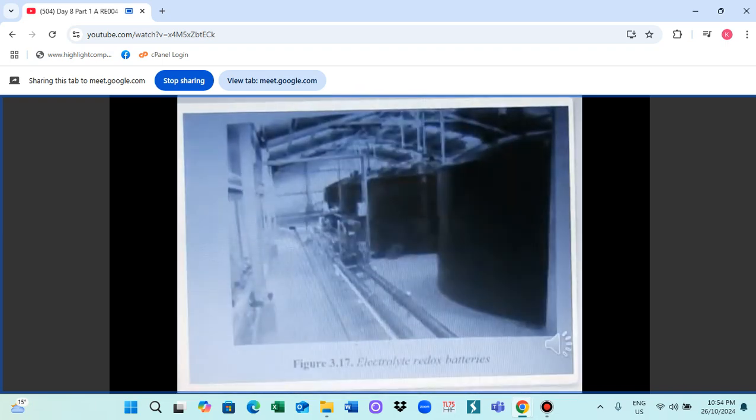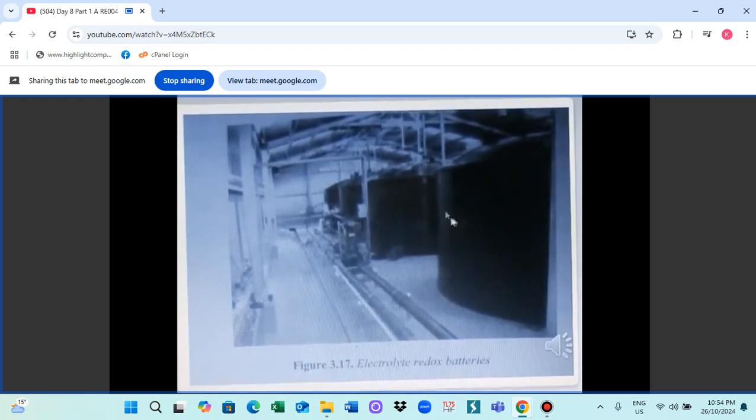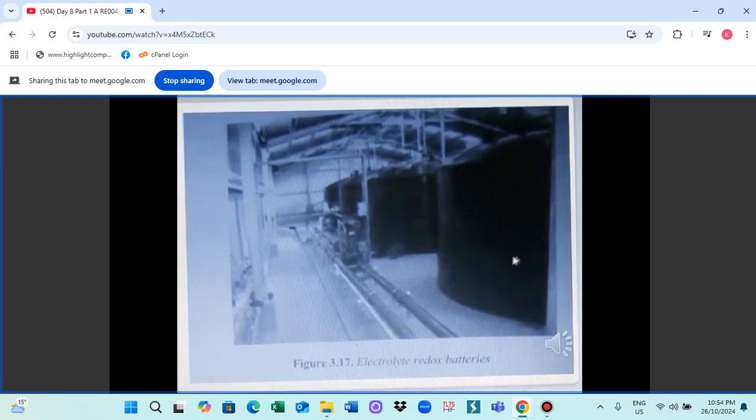Those diagrams are the energy storage. Those are redox batteries. Redox batteries are big batteries. They can store energy inside, and they are connected to the network system so that network reliability can be improved.